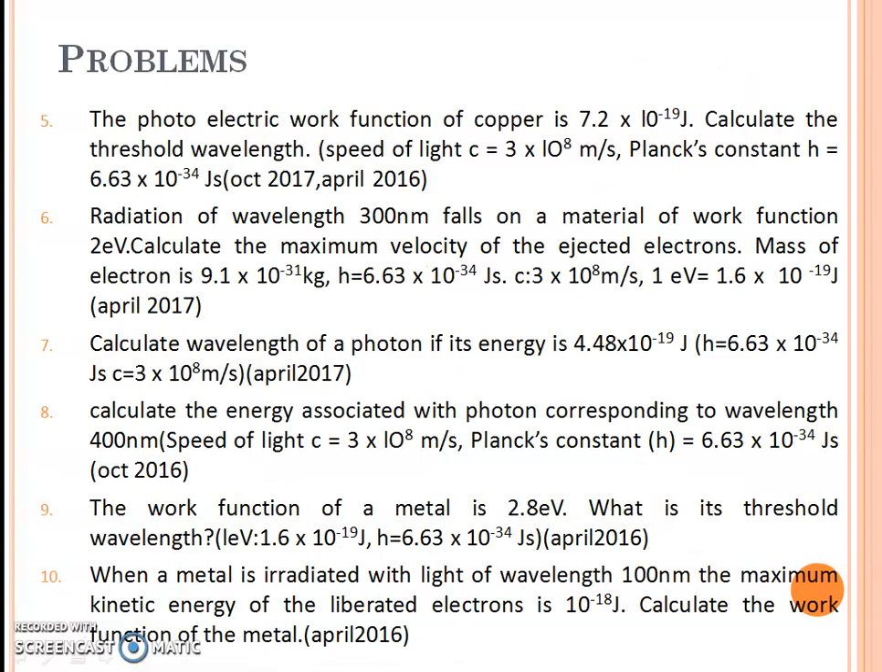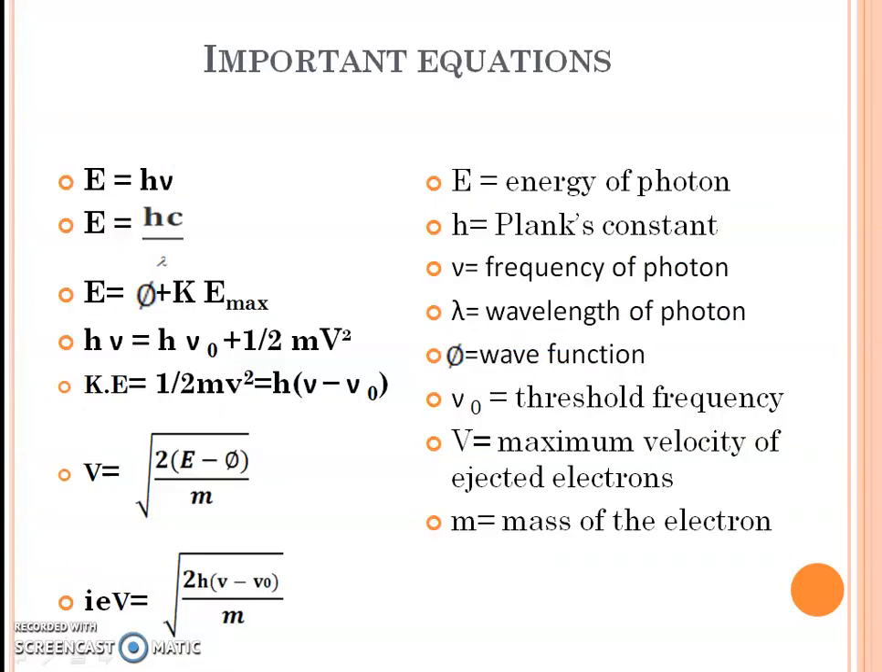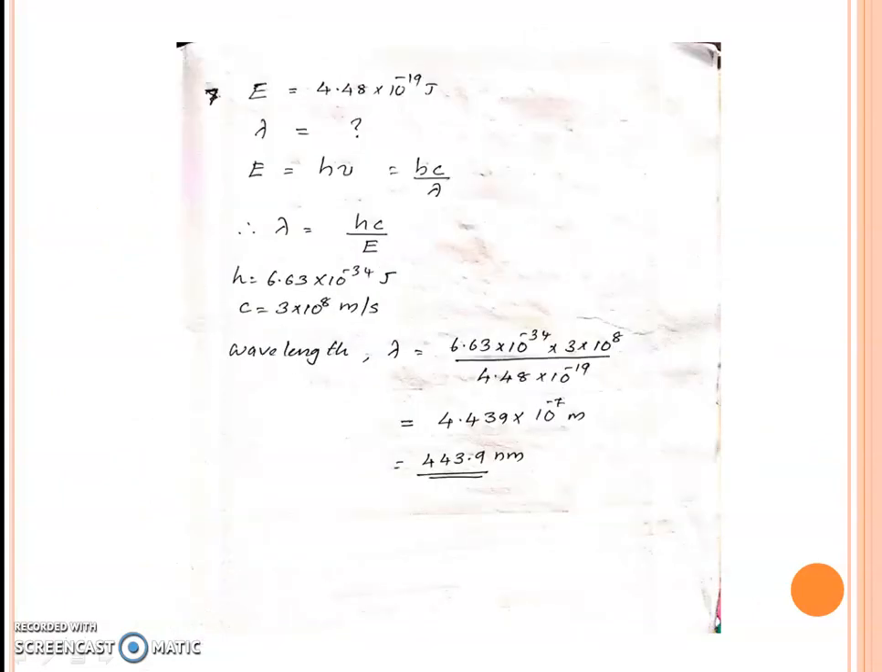Let us go to the next problem. That is, calculate the wavelength of a photon if its energy is 4.48 into 10 raised to minus 19 joule. This question is very simple. Energy is given, and it is required to calculate the wavelength of the photon. So, we can use the relation E equal to hc by lambda. From this relation, we can write lambda equal to hc by E.